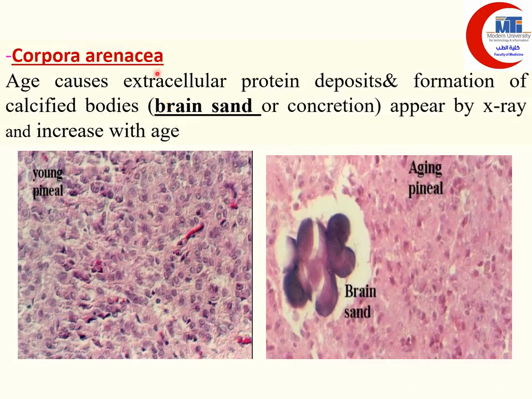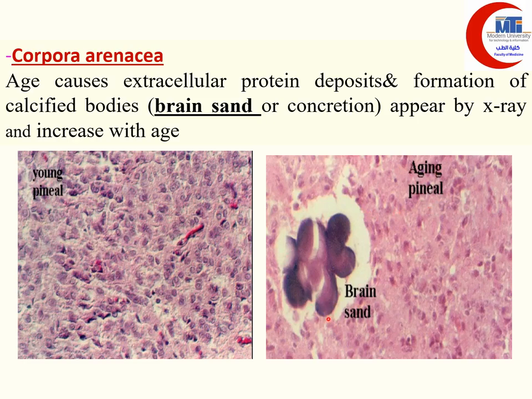Another structure appears in the aging pineal gland. Age causes extracellular protein deposition and formation of calcified bodies called brain sand or concretions. These calcified bodies are calcified secretory products accumulated in the form of concentric layers to form corpora arenacea. This is a light microscopic picture of a young pineal gland, and this is of an aging pineal gland. Brain sand or corpora arenacea appears in the aging pineal gland.